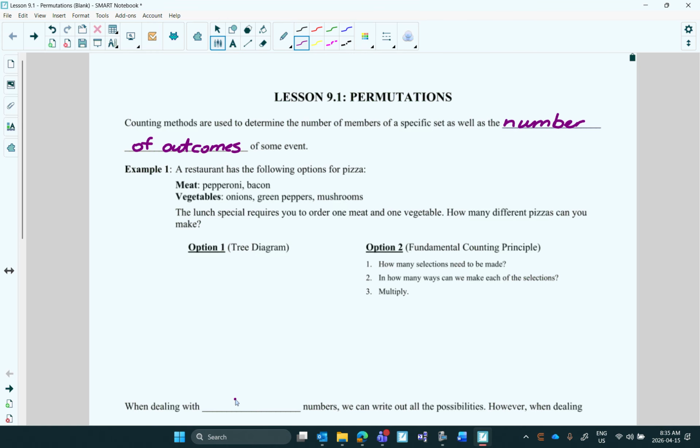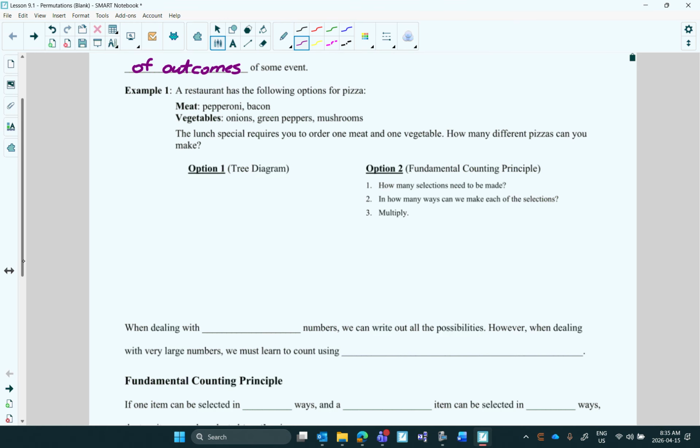So as an example, a restaurant has the following options for pizza. We'll keep it fairly simple. Meat, they only have pepperoni and bacon, and vegetables, they only have onions, green peppers, and mushrooms. And the lunch special requires you to order 1 meat and 1 vegetable. How many possible different types of pizzas can you make?